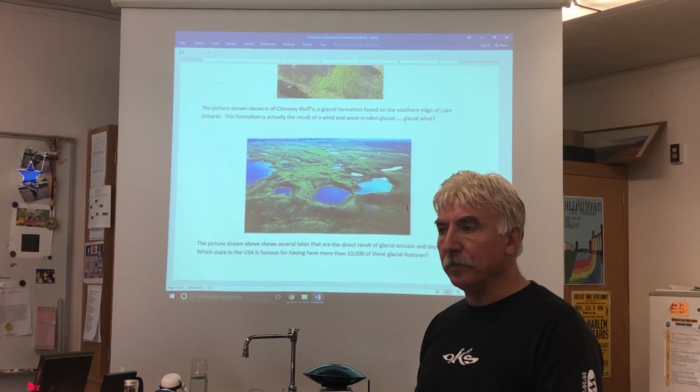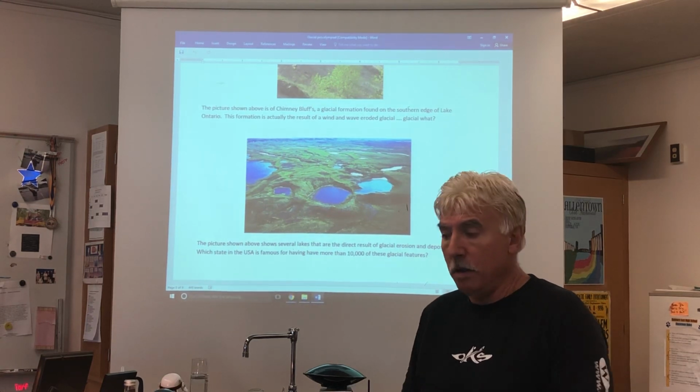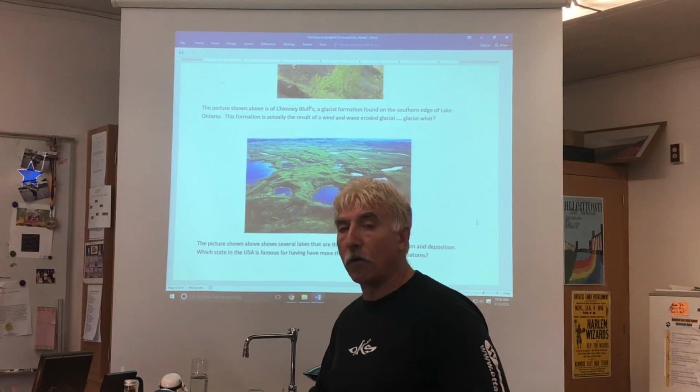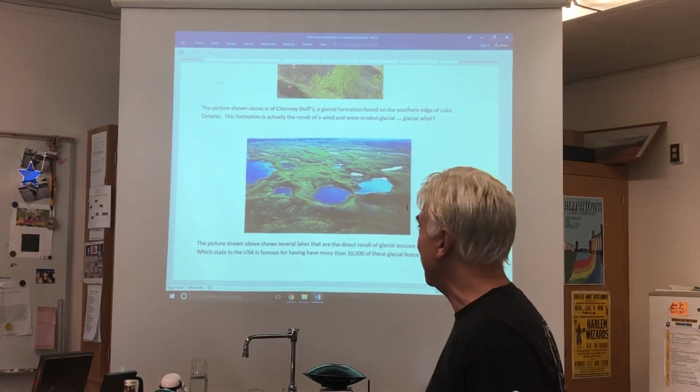They're super deep because what's happened over time is all the ice melted, leaving all the water, and all the sediment settled to the bottom, forming these super deep, super round lakes called kettle lakes associated with glaciers. Next slide, please.